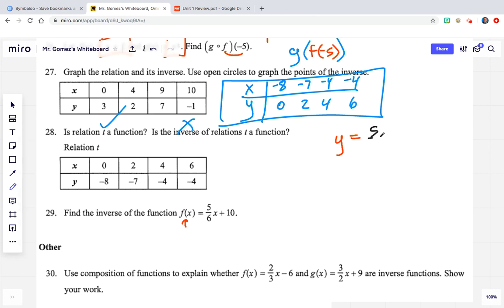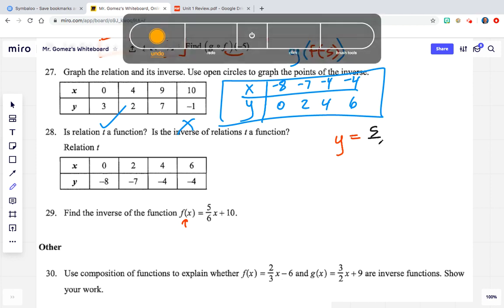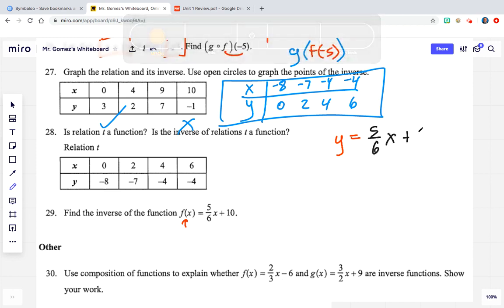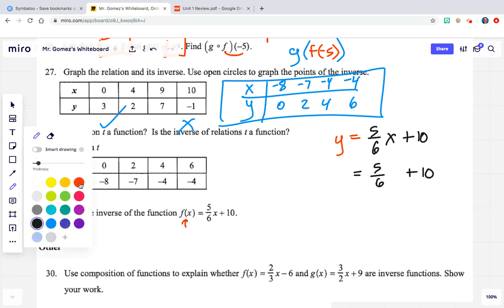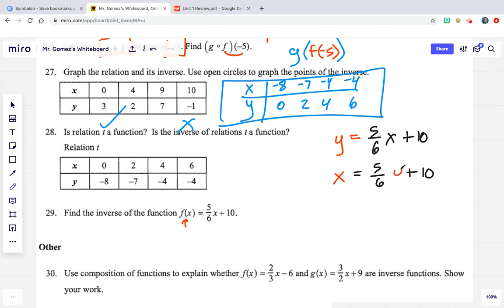You still have 5/6x plus 10. The second step is to switch the x and the y. Everything else stays the same, but the placement of x and y will flip, hence the inverse. And now we're going to try to solve for the new y. Our goal is to get this y, the new y, all by itself.